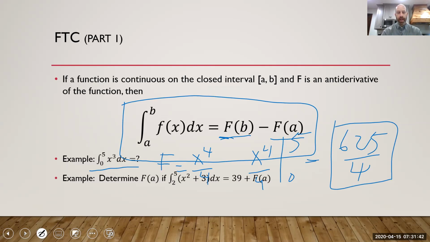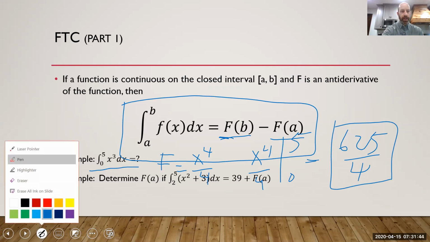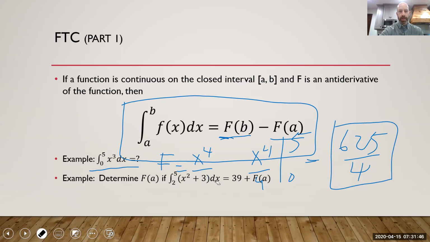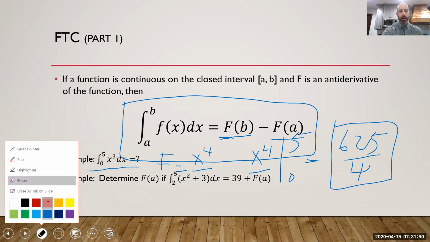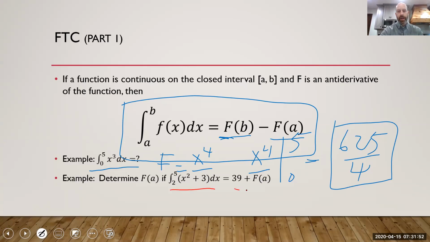I have another example here. I'm going to go ahead and skip this second example. See if I can erase some of this here so we can see the second example. You're given a definite integral on the right, and then you're given an expression on a definite integral on the left and an expression on the right, and you're supposed to find f of a, which is just a simple equation.